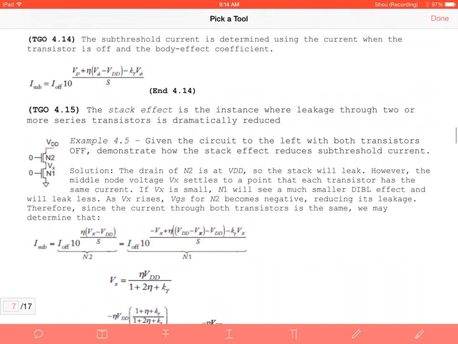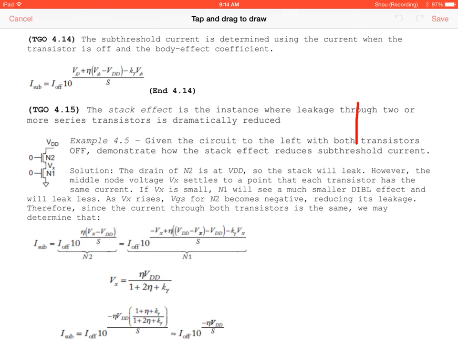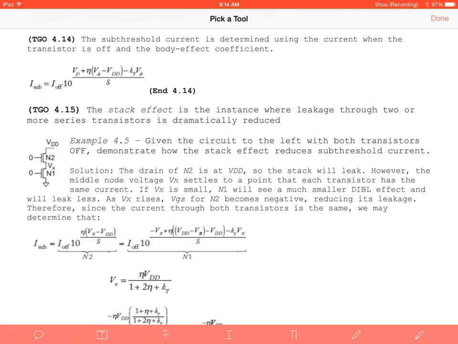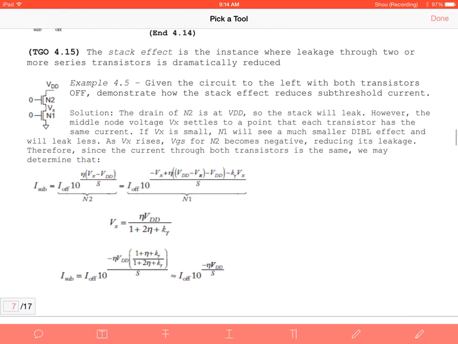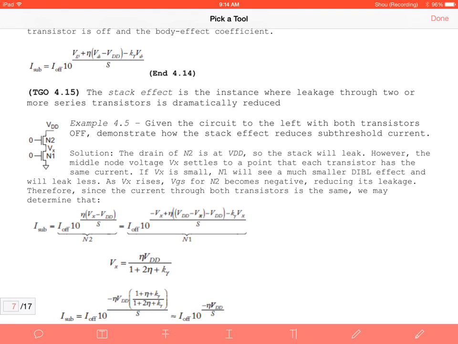So using the equation we went over last class, we combine the two transistors, and since currents add in series, we have transistor 1 and transistor 2. It's the same current. What we're going to do is set the two equations equal to each other and then solve. So for the sub-threshold current, we use the equation from COT objective 4.14. The off current is equal to 10 to the power of the DIBL coefficient times Vx, which is our voltage between the two transistors, minus the supply voltage, over S.